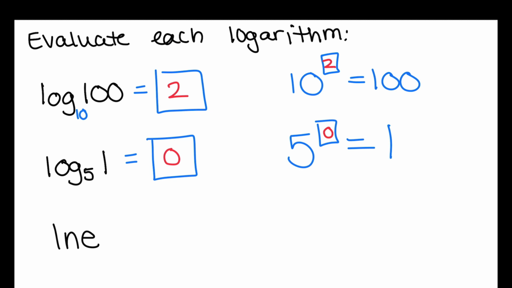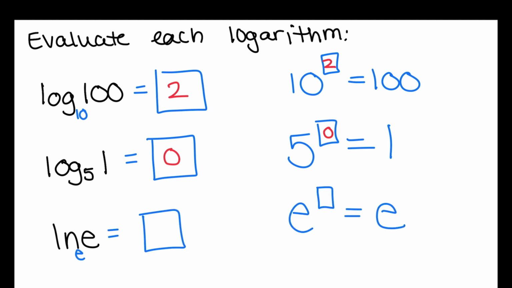Last one, natural log of e. We have to remember natural log means base e. So this is asking us e to what power is e? And the answer to that one is 1. So natural log of e equals 1.